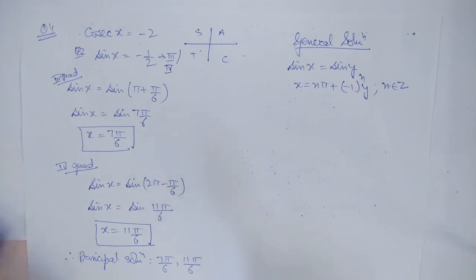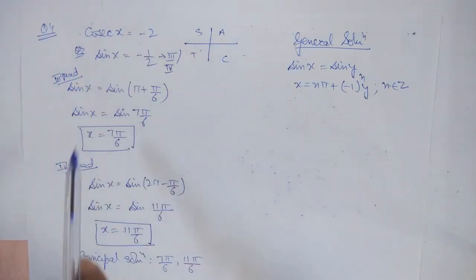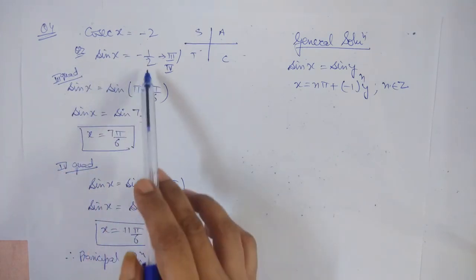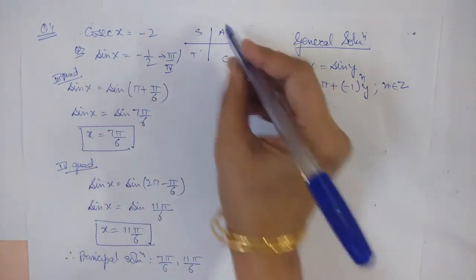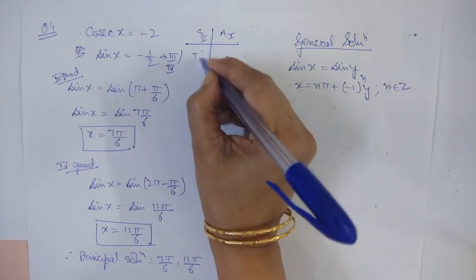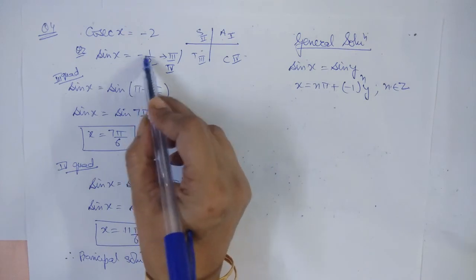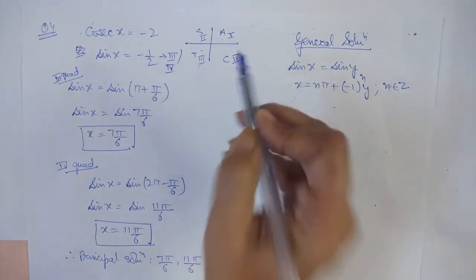In question 4th, the question is cosec x equals minus 2. So we can rewrite it as sin x equals minus half. Now we will see minus half of sin x lies in which quadrant. So it will lie in third quadrant as well as in fourth quadrant. Negative value of sin x is in third quadrant and fourth quadrant.